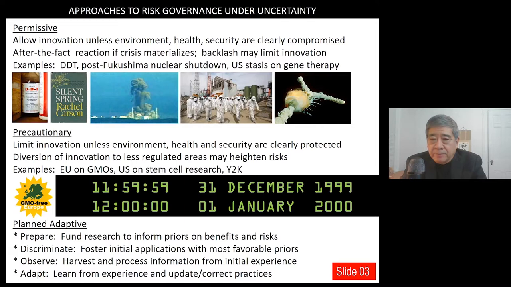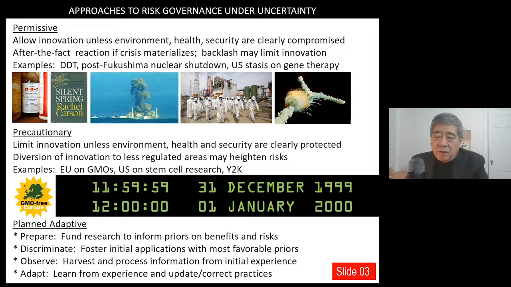Precautionary approaches, the idea of, again, waiting for proof before allowing. And while one area can do that, commonly what happens is that you have diversion of innovation to less regulated areas. And that diversion can itself heighten risk, as well as deny the fruits of innovation to those areas that are adopting precaution. The European Union on genetically modified organisms, the US on stem cell research, all would be examples.